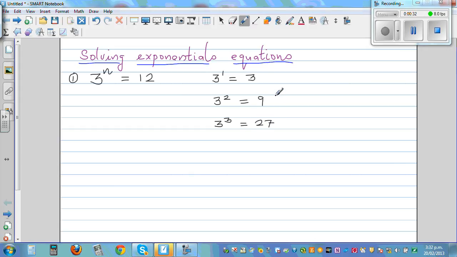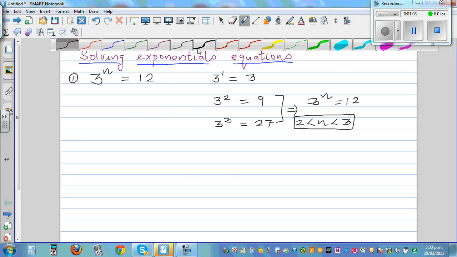So if you know these facts, I can say this implies that if 3 raised to n is 12, then n should be between 2 and 3. Just looking at this equation, if you have this knowledge, 2 point something gives you 12. So before we solve this, let me write the two rules that you need to know.